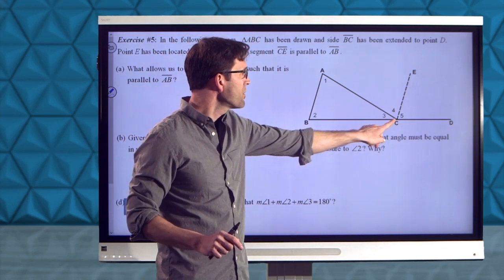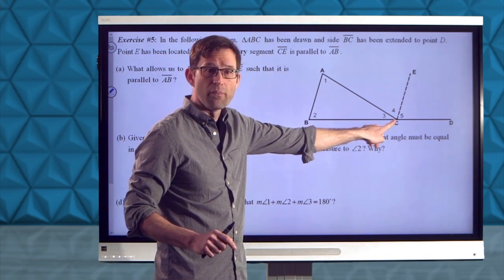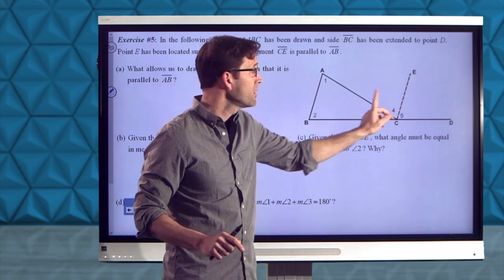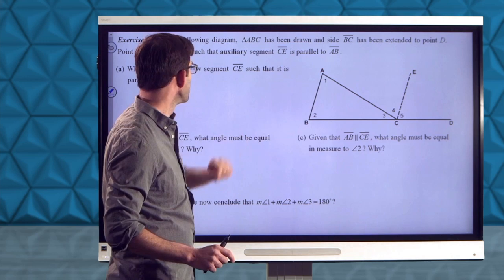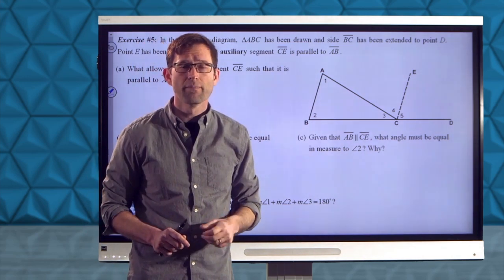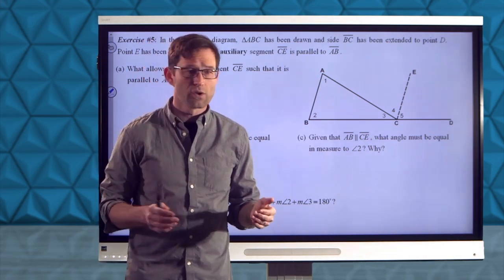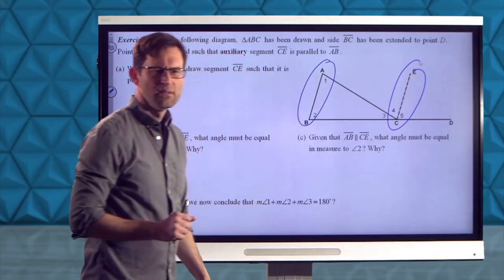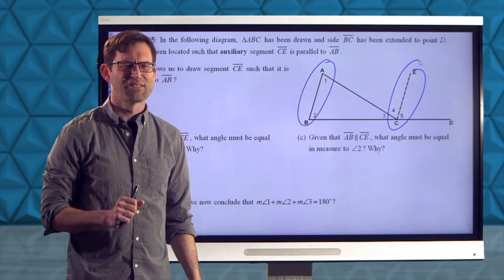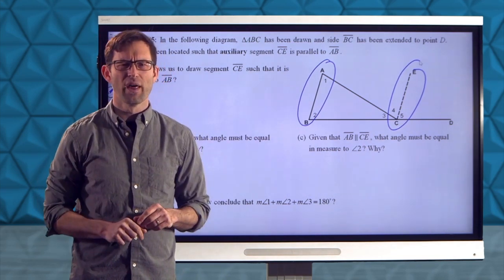And then what I'm going to do is draw a line segment from this point C up to point E, and I'm going to make it so that that line segment is parallel to this line segment. All right, so let's start with a very basic question. Letter A. What allows us to draw segment CE such that it is parallel to segment AB? What allows us to do that?